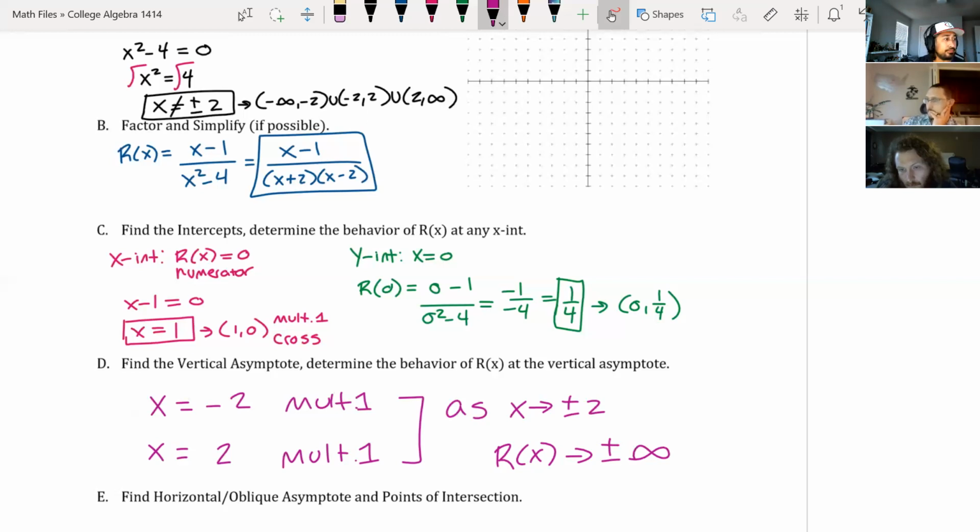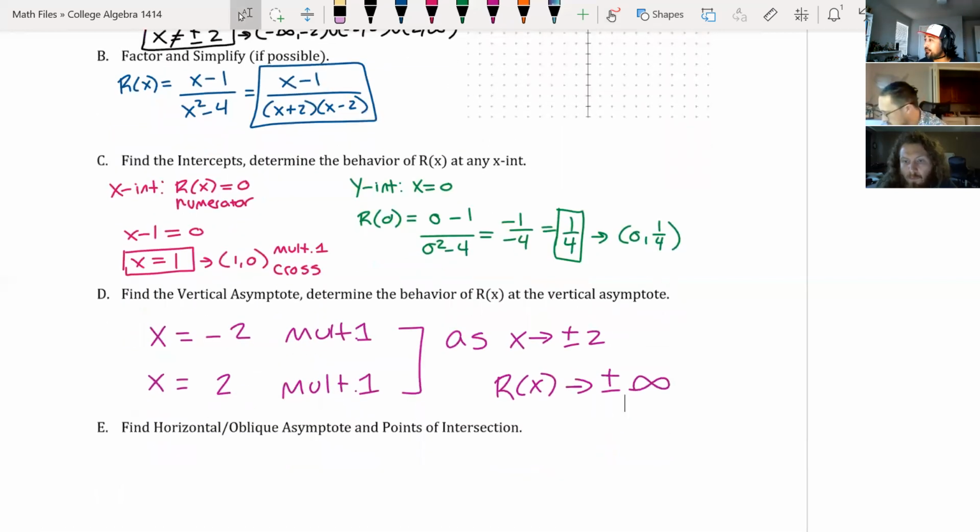Everybody good with that? Yes. Okay. All right. And those arrows mean approach. So as x approaches positive or -2, r of x, your y values will either approach positive or negative infinity. Okay.